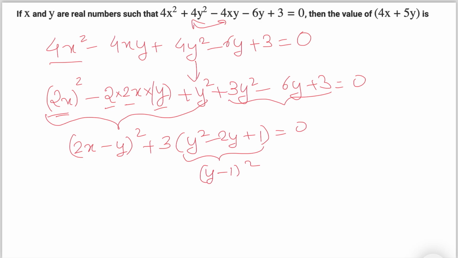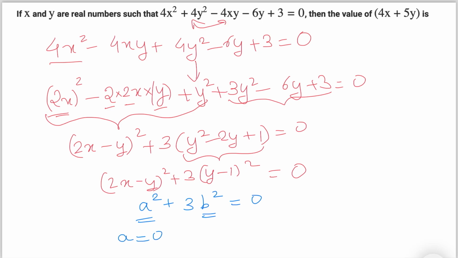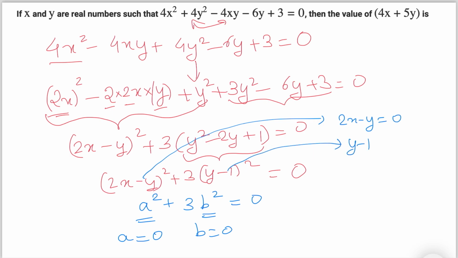So this entire expression boils down to 2x minus y the whole square plus 3 into y minus 1 the whole square is 0. Now this we have studied previously is an algebraic tautology. That is, if I write a square plus 3b square is 0, a square and b square being perfect squares, the only way a square plus 3b square can be 0 will be when a will be 0 and b will be 0. So from here we can conclude 2x minus y is 0 and y minus 1 is also 0.